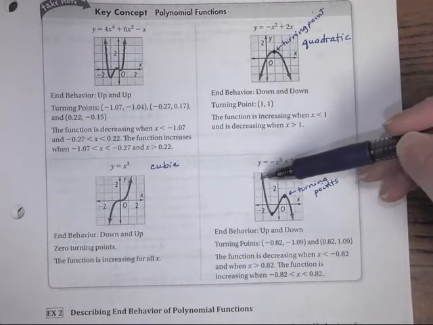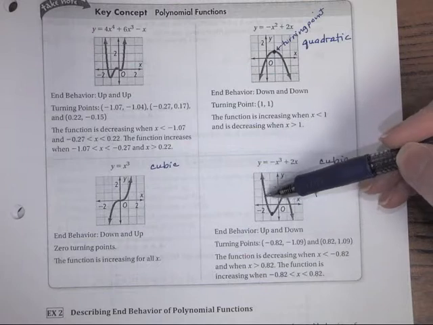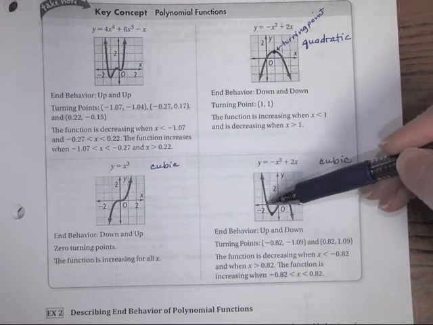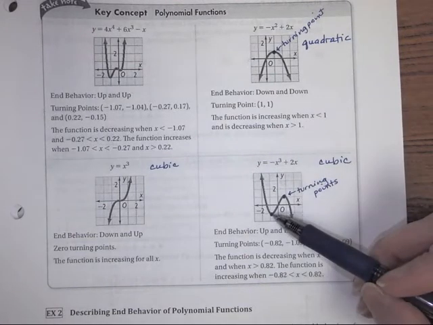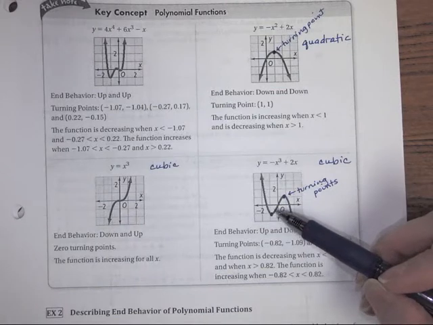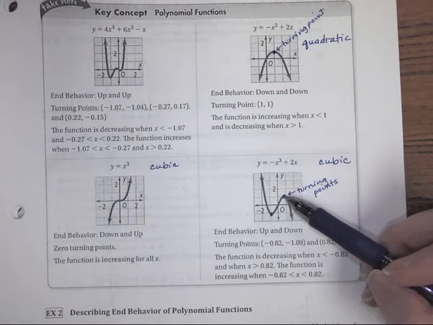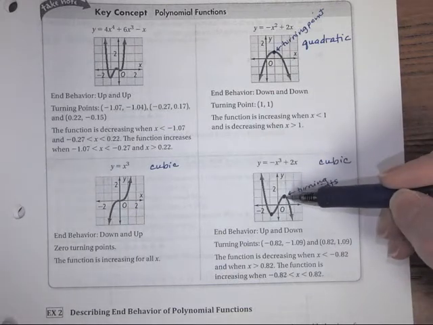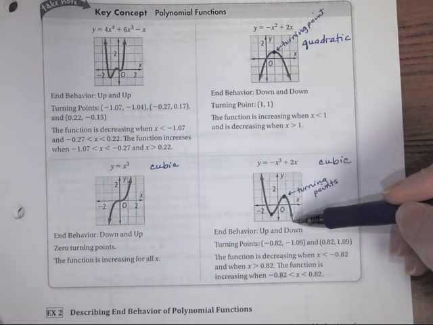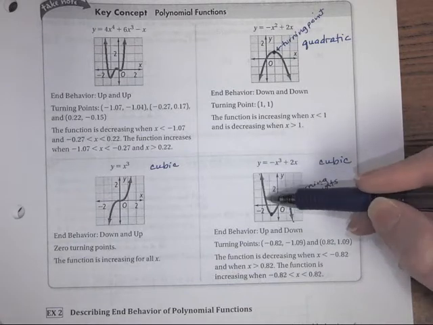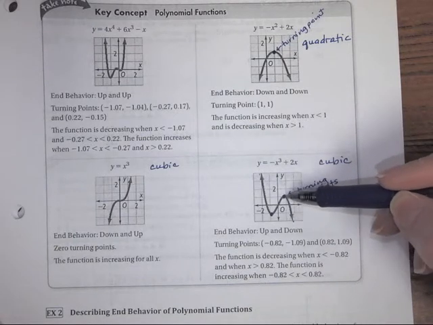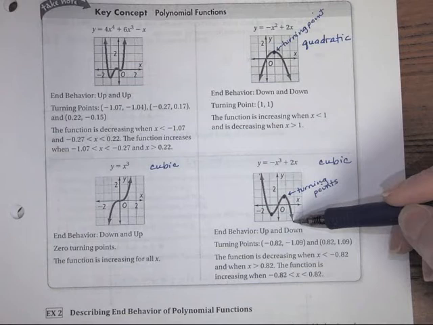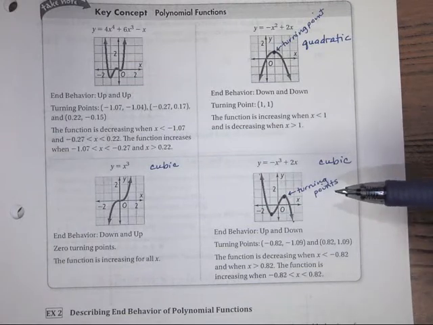Now keep in mind, the function is decreasing right here. See, it's going down. At this turning point, it is increasing. From here to here, it is increasing. Always think, where am I going from left to right? As I continue going right, I am now decreasing. So I was decreasing, increasing, decreasing. So it's going back and forth.